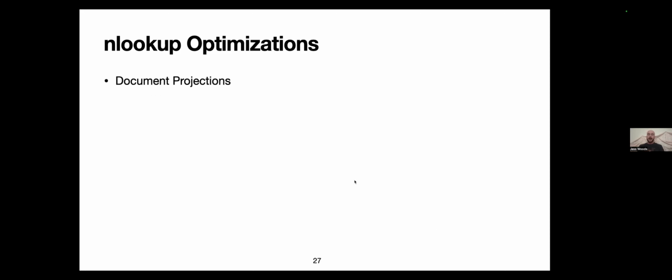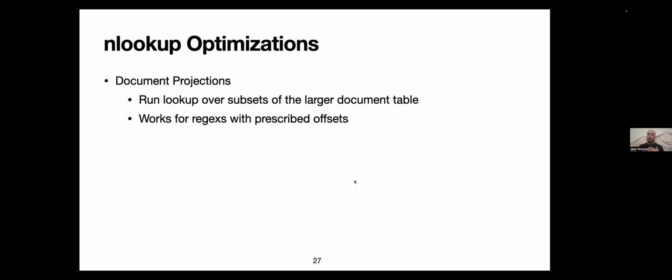So to summarize, we talked about document projections, which run over subsets of our larger document table. In its most straightforward setting, we talked about public prescribed offsets, which means the prover and the verifier agree, all right, we're projecting over this chunk of the table, which works when the regex has a prescribed offset and we know how much of the document we can ignore. It doesn't work when you have something like cleaning star like this regex, because then saying, oh, I'm projecting over this part of the table leaks something about the document.